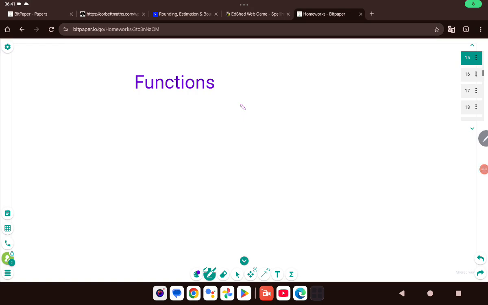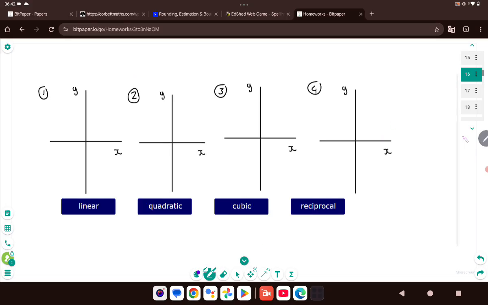Functions is a topic that starts at grade 7 and goes all the way up to grade 9 for IGCSE and Excel. We're going to start looking at the basics for this topic, the grade 7 material. Okay, so a function is basically a relationship between two sets of numbers.